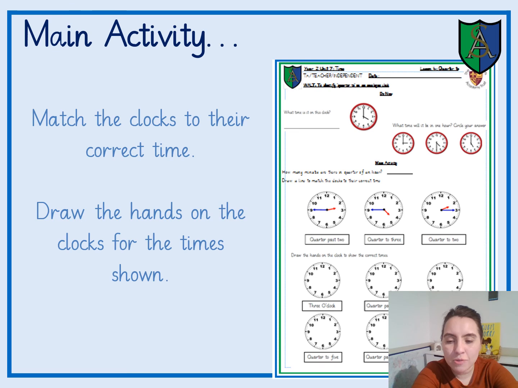So just like yesterday, you may want to use your blue and red pens or colouring pencils, and you'll be able to draw the minute hand in blue and the hour hand in red. So you're going to have a little go at working through each of those to draw the hands on each of the clocks. Okay, so remember, if it's pointing at 12, it's o'clock. If it's pointing at 3, it's quarter past. If it's pointing at the 6, then it is half past. And if it is pointing at the 9, then it is quarter to. Okay, so you can have a little go at working out or showing the time on each of those clocks.